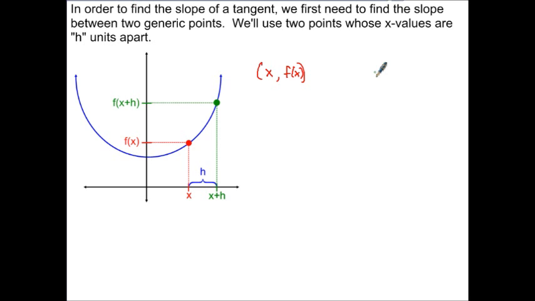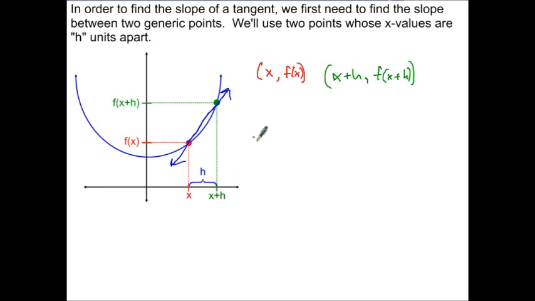Then from there, my green point: notice where I just went h units further on the x-axis, and then calculated another point. By plugging in x plus h, I got the y value for x plus h. So basically there are my 2 points. I can imagine a secant line going between these two, and I'll just draw it in by hand here. So there's my secant line.